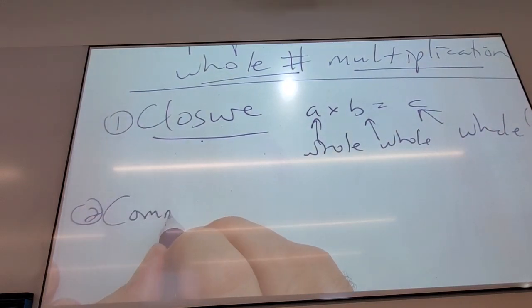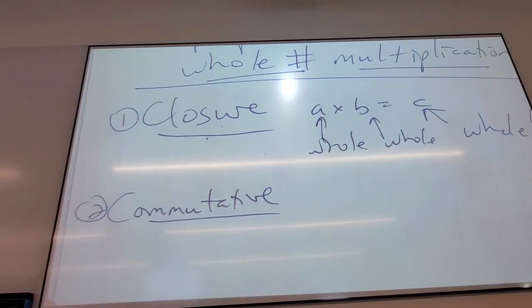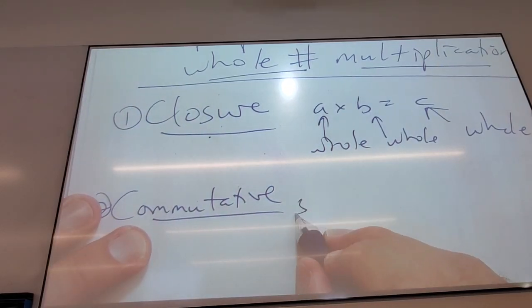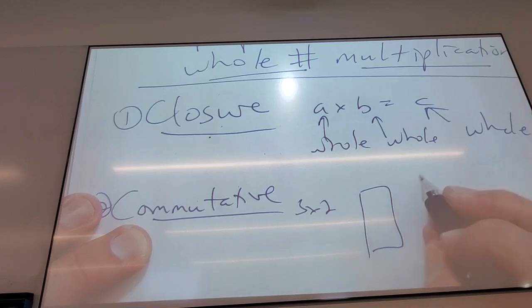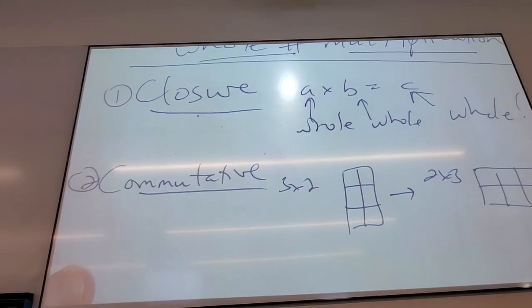Commutative. We already talked about commutative. That's when we did 3 times 2 is 2 times 3, and you can show that visually very easily. Okay.